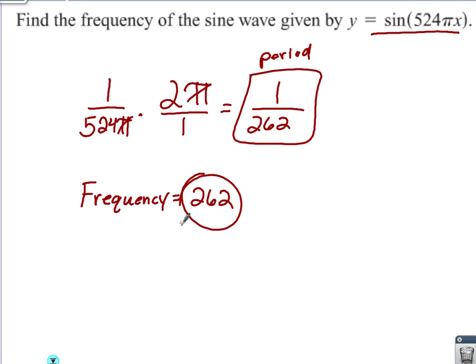And what note is that? What frequency radio station is that? I don't know.